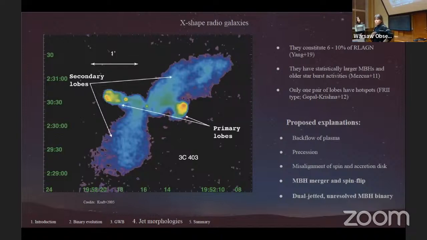Okay, so when you talk about the spin flip: when the black hole has a spin in a specific direction and merges with another black hole, the remnant black hole that comes out of this kind of merger will have a spin directed in some direction. In the spin flip scenario, before the merger the jet would be pointing in some direction, and after the merger it would change direction because of the change of the spin of the black hole.